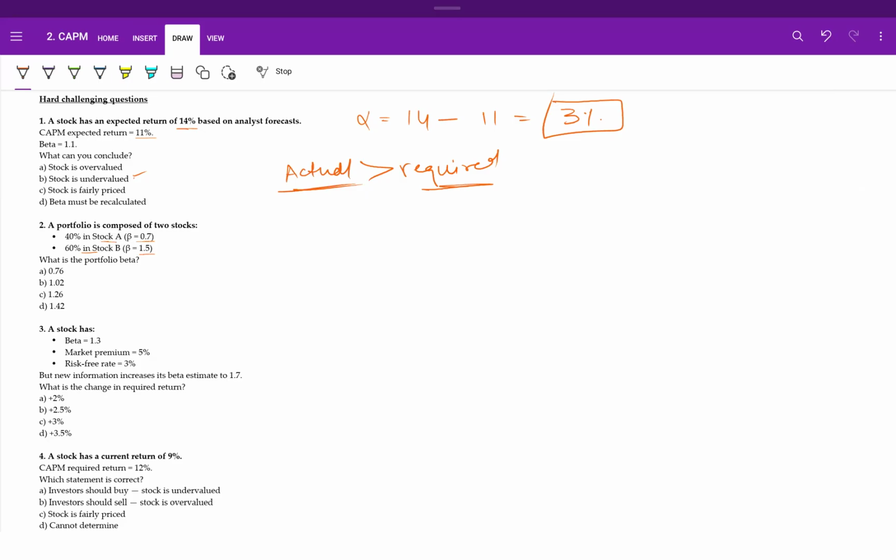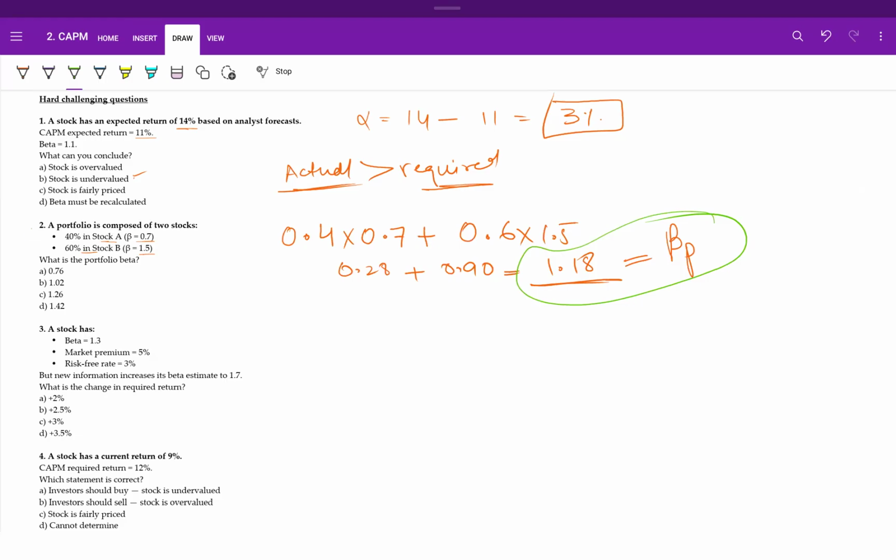It will depend on the weights. So 40% of 0.7 plus 60% of 1.5 is 0.28 plus 0.90, which equals 1.18. So this will be the beta of the portfolio. This was a good question, and it is actually among the hard, challenging questions. It was an absolutely fantastic question, which you should know when calculating the portfolio beta.